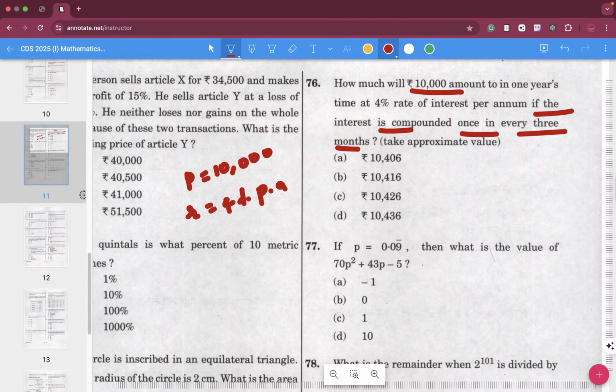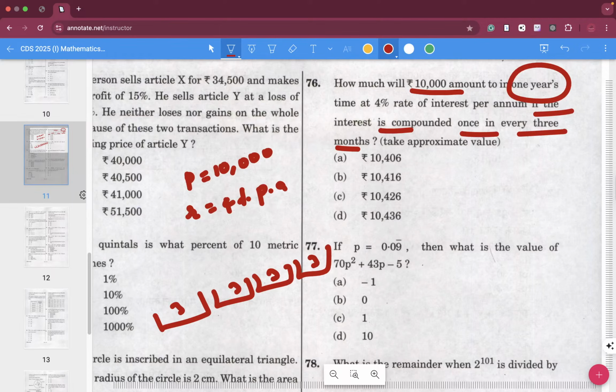If interest is compounded once in 3 months, and the total time is 1 year, how many times will it get compounded? 3 months, 3 months, 3 months, 3 months: 4 times it will be compounded. So the net rate will be 1% per quarter, and it is being compounded 4 times.